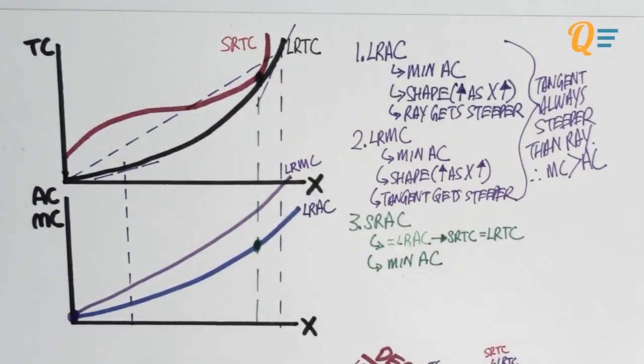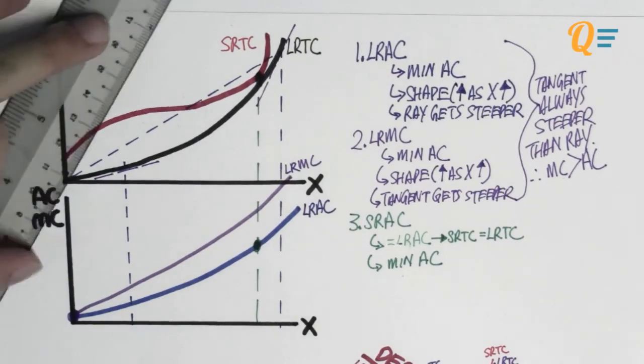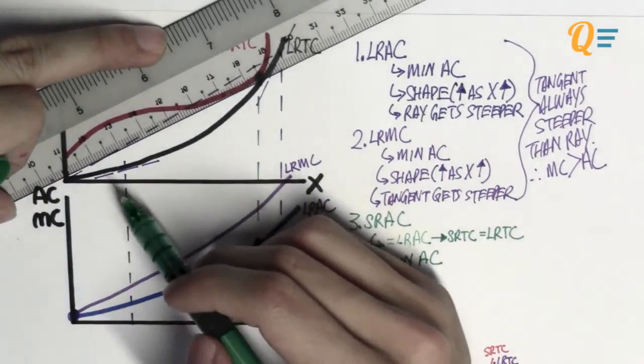So of course, the second thing I'm going to do is to find out where's my minimum average cost for the short run. So find the lowest ray, just like this.